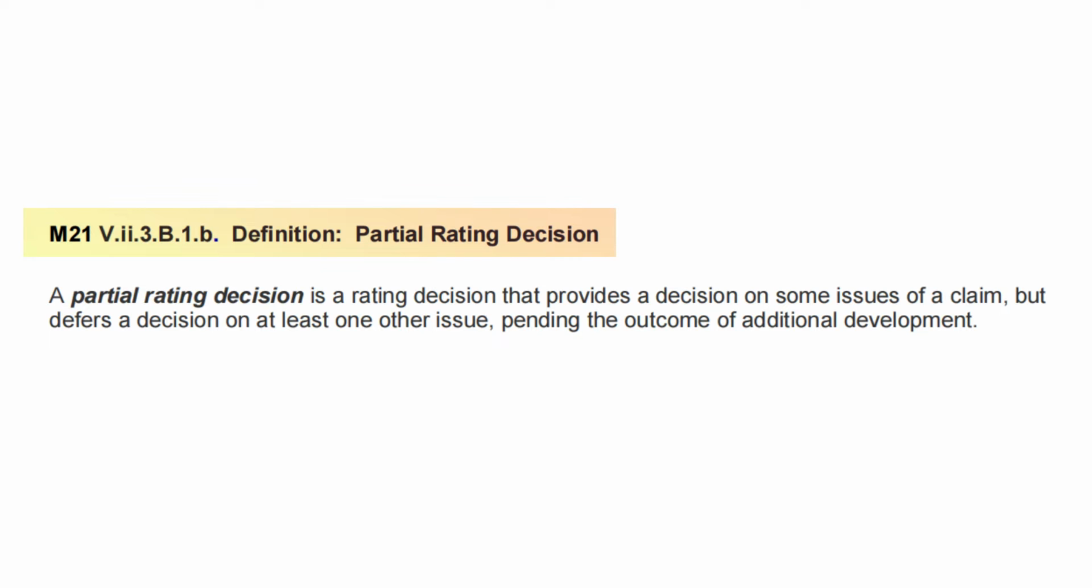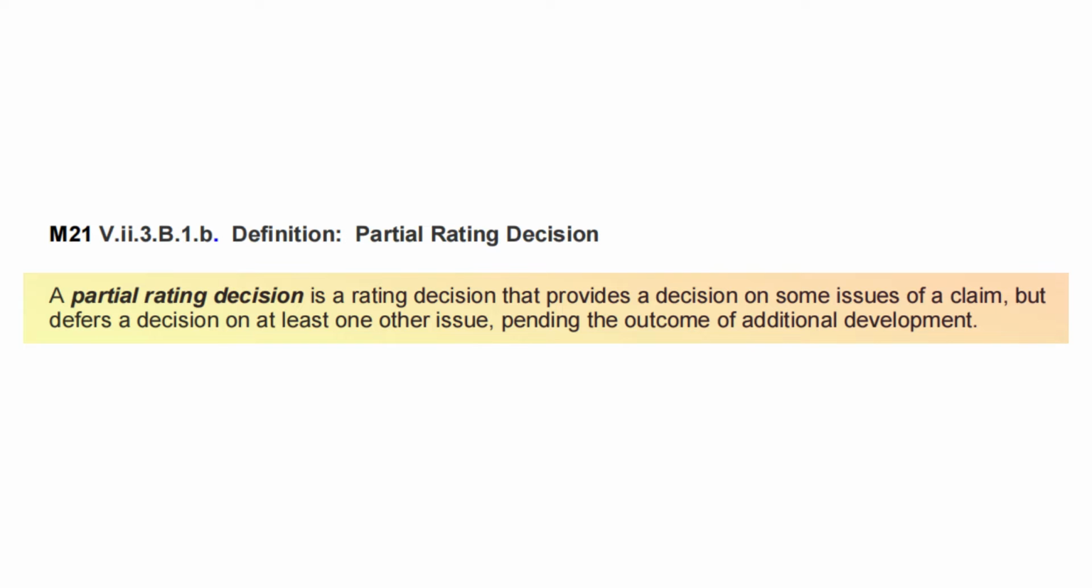So the first M21, this is from the VA's website, okay? Definition, a partial rating decision. A partial rating decision is a rating decision that provides a decision on some issues of a claim, but defers a decision on at least one other issue pending the outcome of additional development. Okay, so that's a key word there, additional development. That additional development can be anything, okay? But in this last slide that I'm going to show today, I'm going to give you some examples of what additional development could be, okay?